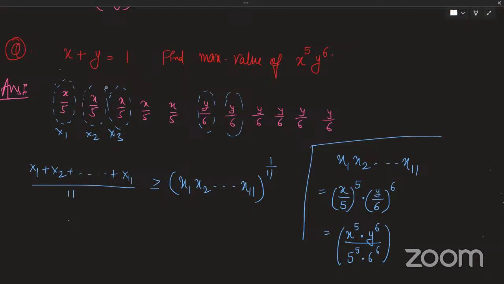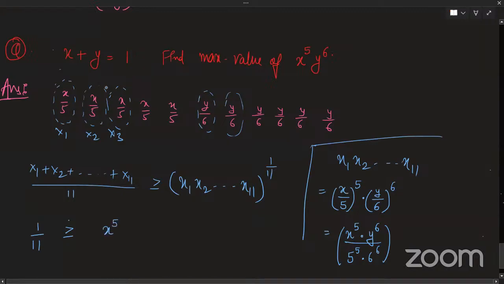Sir, what is x plus y? x plus y, right? So what is x plus y? It is 1, sir. Correct. So it is 1 by 11 greater than or equal to... Now what is this value? It is x raised to 5 into y raised to 6 divided by 5 raised to 5 into 6 raised to 6, raised to 11, sir. 1 by 11, right?